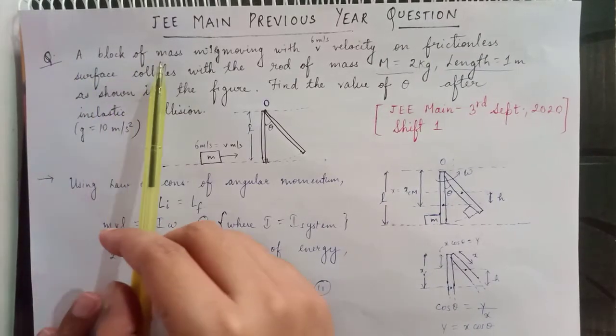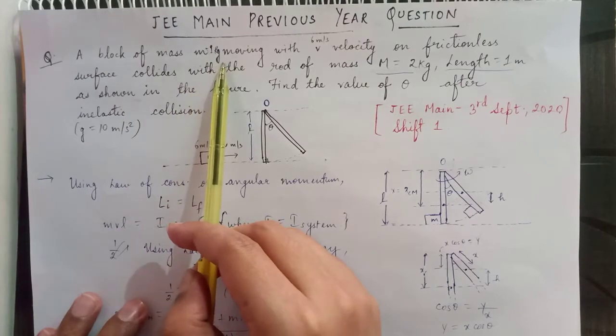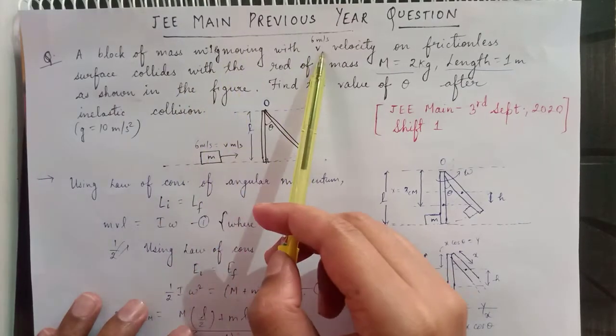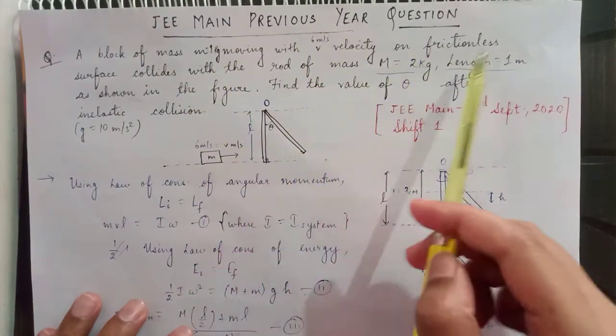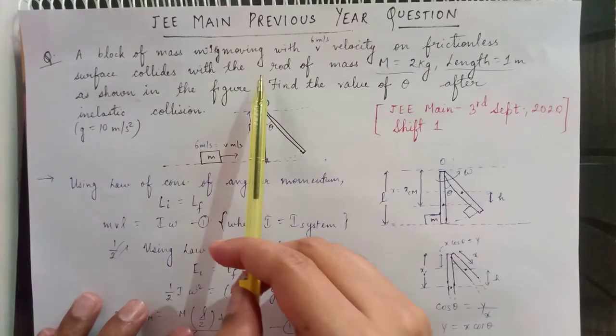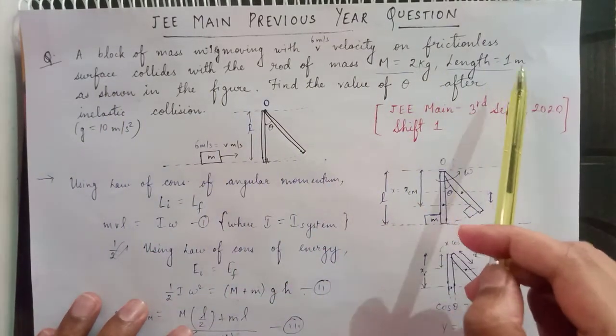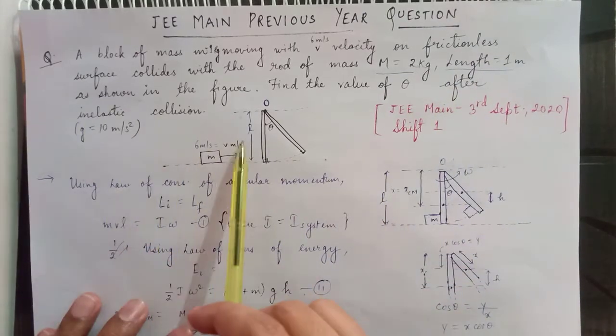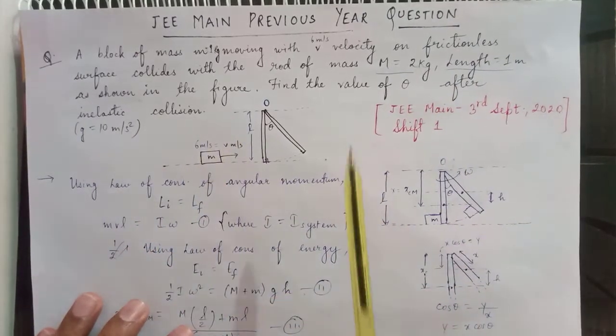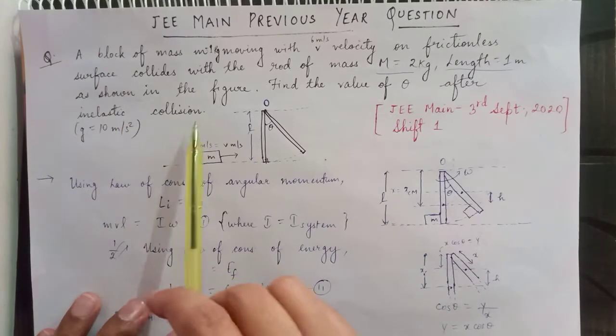A block of mass small m equals 1 kg moving with a velocity of 6 meter per second on a frictionless surface collides with the rod of mass capital M equals 2 kg and length of 1 meter, as shown in the figure. Find the value of theta after inelastic collision.